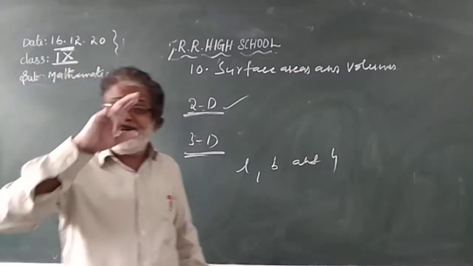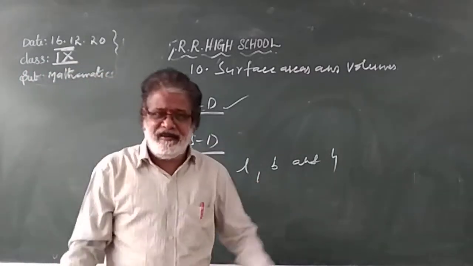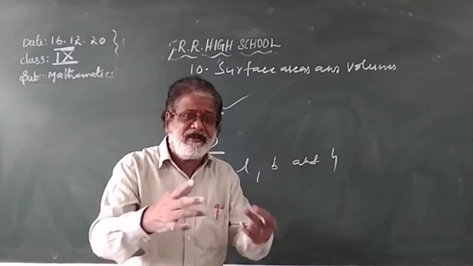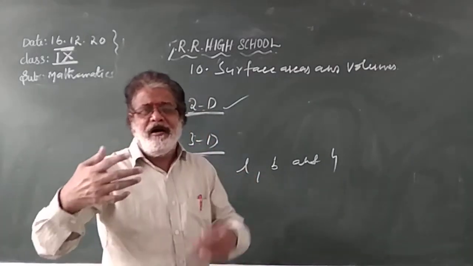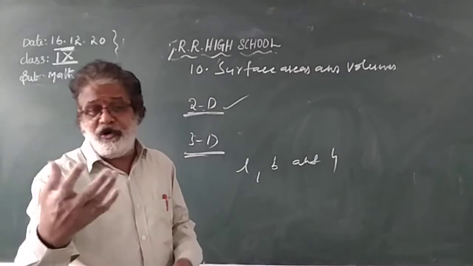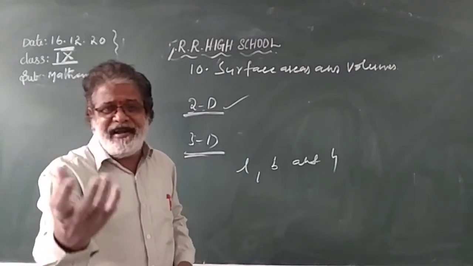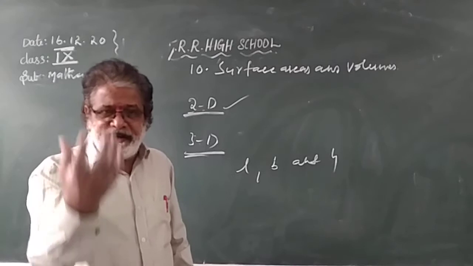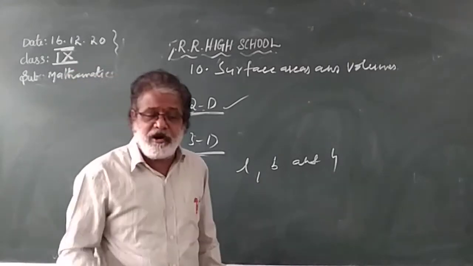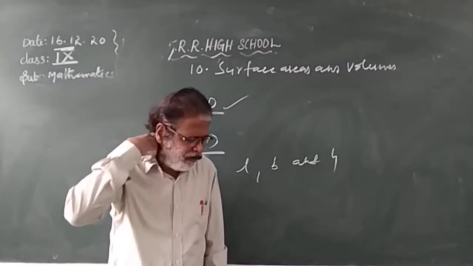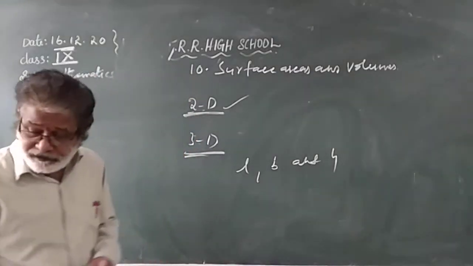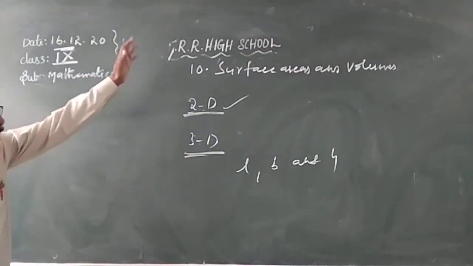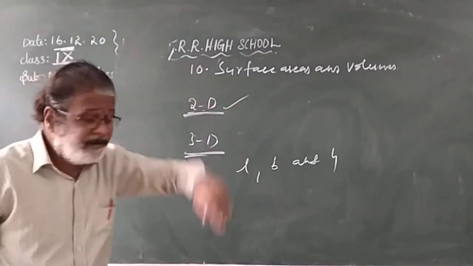Sometimes that third measurement will be hidden. When you observe the cube or cuboid, we can't show the lengths which are hidden. Some parts will be hidden. The hidden part is only the third measurement. So the figures which have length, breadth and height are called 3D objects. That is why this is mensuration, surface areas and volumes.